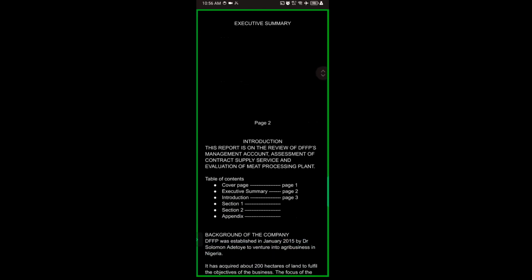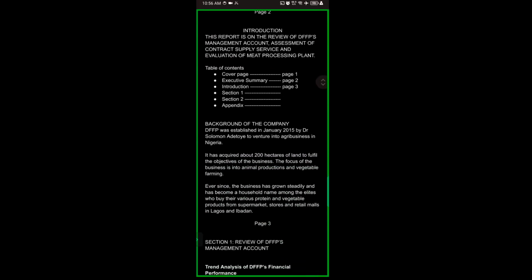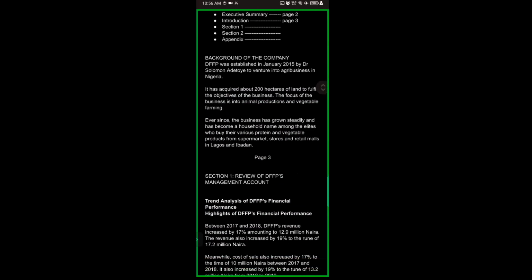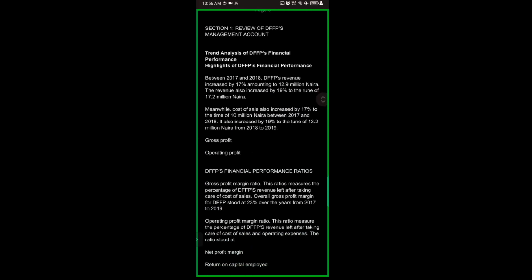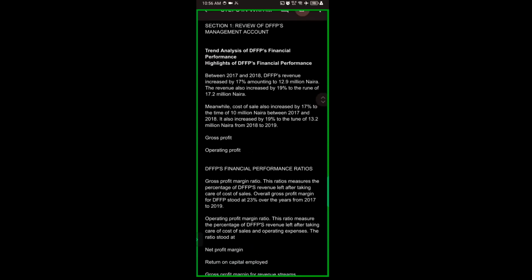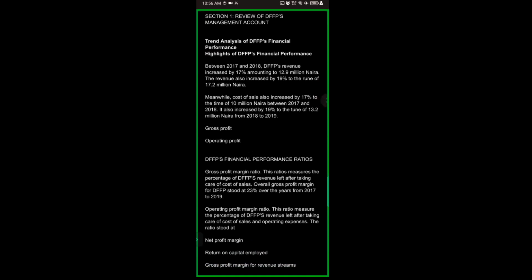Then you leave space for the executive summary, which should be your page 2. Then an introduction, which should be your page 3. Then section 1 on requirement 1. If you remember our requirement 1 in this example we are solving, it is on financial statement analysis. Okay, so you can see the title there, and subheadings, as we write the report.